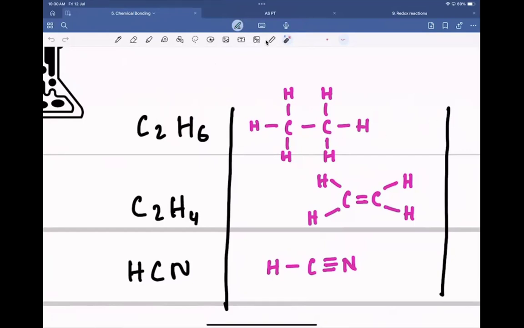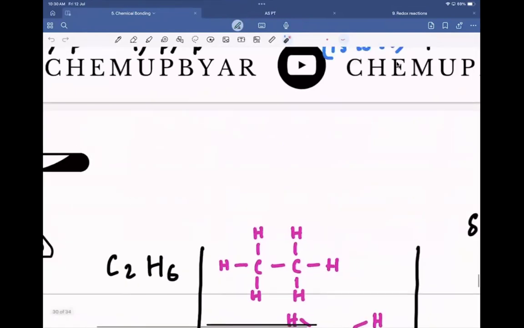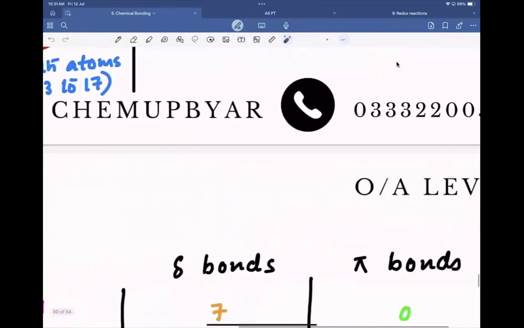Seven sigma bonds, no pi bonds. Very good. So if you see, the first one has 7 sigma bonds and no pi bonds, right? Yes, sir.